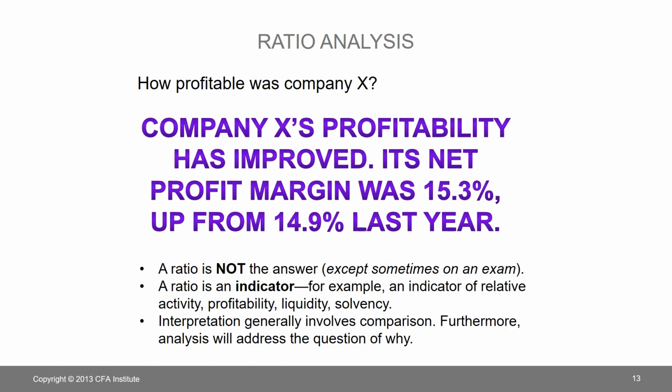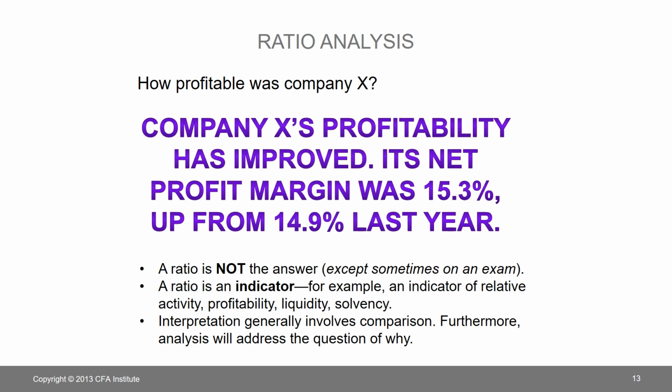So knowing that the ratio is just an indicator, we are looking here at the profitability of company X. We can see that the net profit margin is just indicating the profitability. And in order to interpret that number and evaluate the company's position, we generally need to compare it to something. So here the comparison is between company X's profitability this year versus last year. Furthermore, it is generally not enough to state the interpretation or the evaluation. The analysis needs to address the question of why.